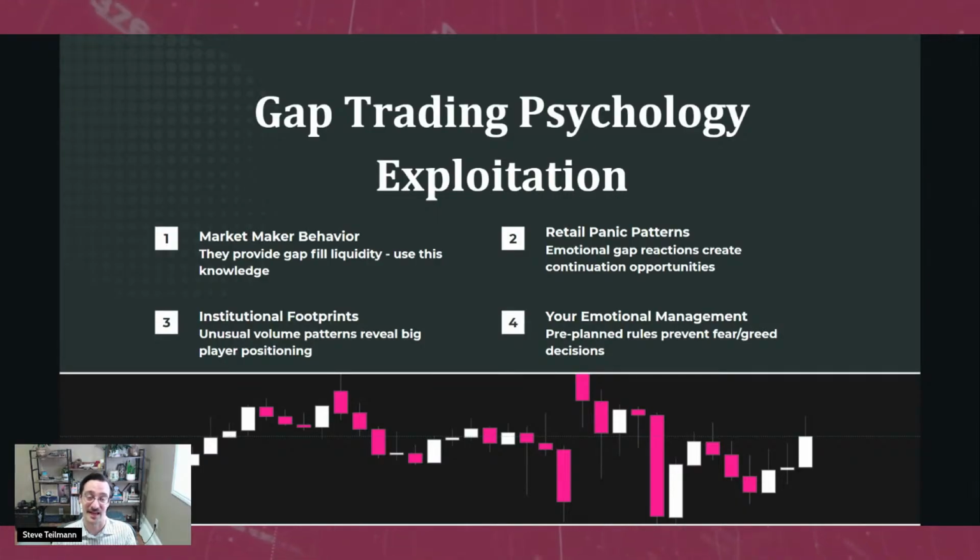That's probably going to be a gap failure move. But if these levels that institutions bought at are supported, you can expect the move to try to continue. So the last thing is just your emotional management too. It's really important to have a pre-planned route and to execute that plan accordingly.